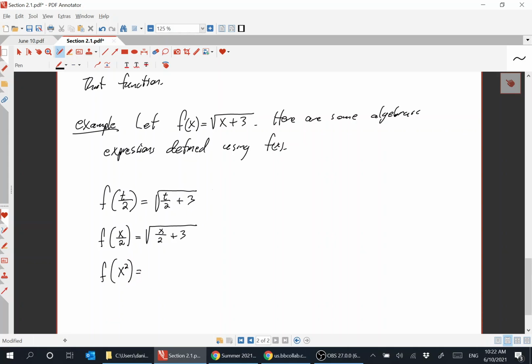What does this mean? f of x squared. What would that mean? Wherever you see x in the original definition of the function, replace x with x squared. Now what would I get? Square root of x squared plus 3.